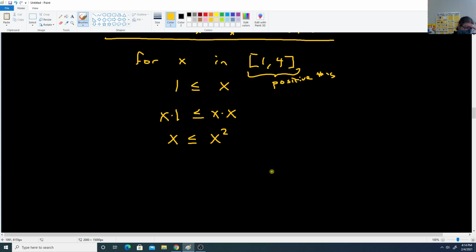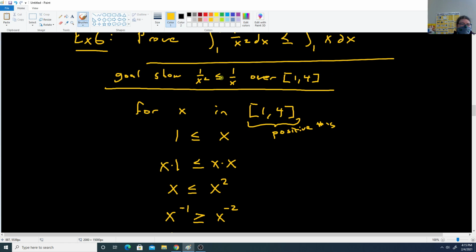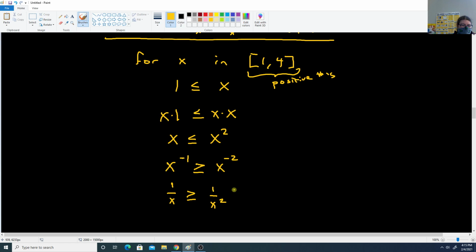So the inequality direction doesn't flip from that. Okay, so I get my inequality like that. Next, I'm going to raise both of them to the negative first power. When I raise these to the negative first power, the inequality direction flips. And so what we currently have is 1 over x is greater than or equal to 1 over x squared, which was what we wanted to show. So we got that.